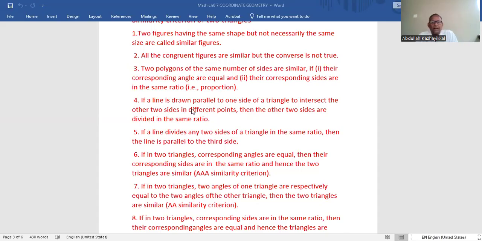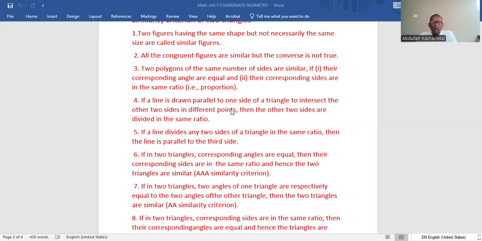If a line is drawn parallel to one side of a triangle to intersect the other two sides in different points, then the other two sides are divided in the same ratio. That is BPT. Fourth point is BPT. All of you know that BPT. I showed you BPT, parallel to a third side.